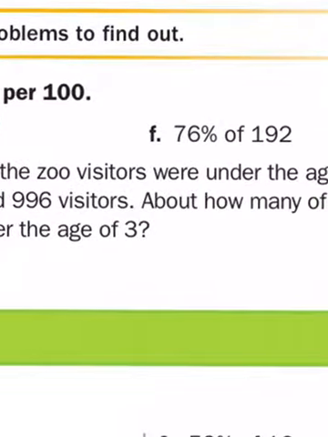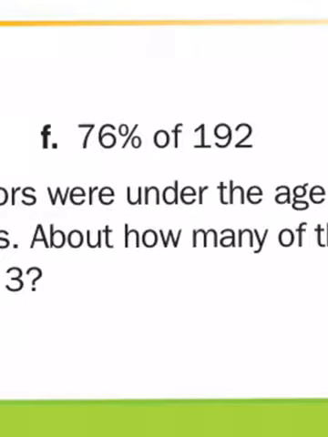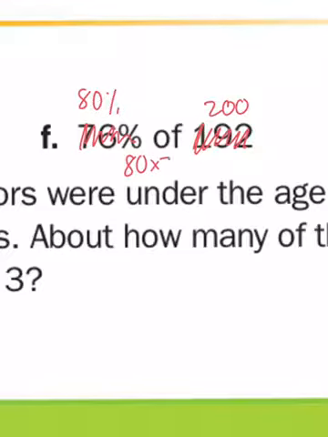All right, how about F, 76% of 192? Well, here's what I'm going to do. I'm going to change that to 200. And I could find 76% of 100 and then multiply it by 2, if you could do that in your head. But if not, let's say you want easier numbers. Just round that to 80%, because 80% is easier to work with. So 80% of 100 is 80. So 80% of 200, multiply that by 2, is 160. Now, if you kept it 76, you would have 152, and that's a good estimate.